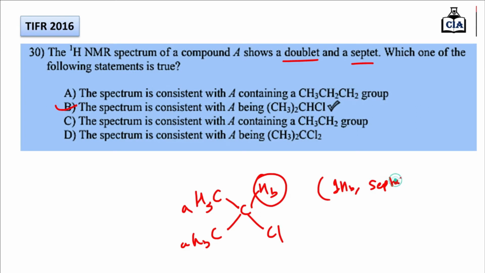And all these 6 hydrogen atoms of type HA have only one hydrogen atom on the adjacent carbon atom, so they will give a doublet. So only option B has the compound which shows a doublet and a septet. So option B is the correct answer.